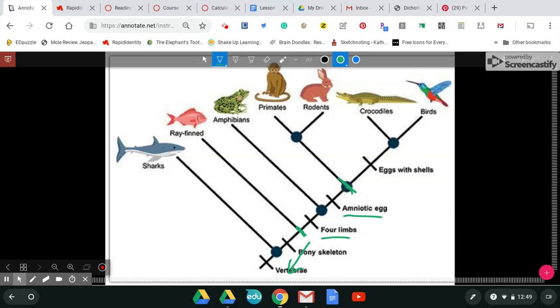Like I said, the further you get to this side, that's why crocodiles and birds are the closest related, and they're the least related to the sharks, because of all the traits they have in common with each other. So that's how you read a cladogram. Use this video and then you'll be able to answer your classwork questions.